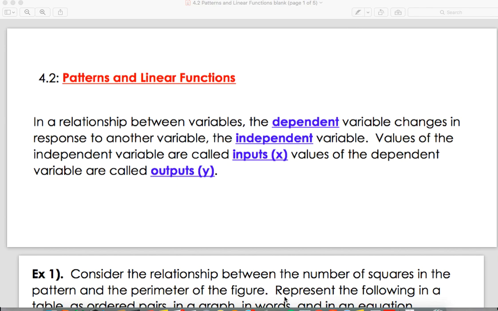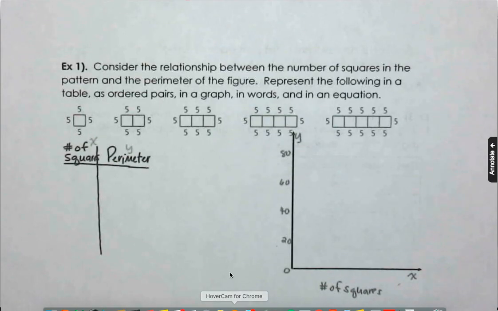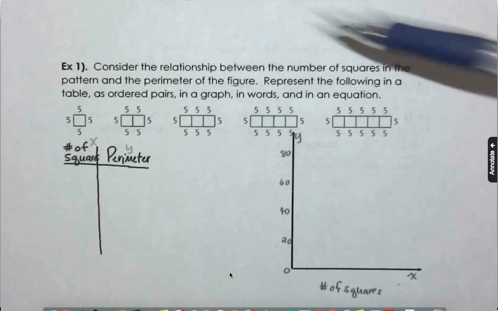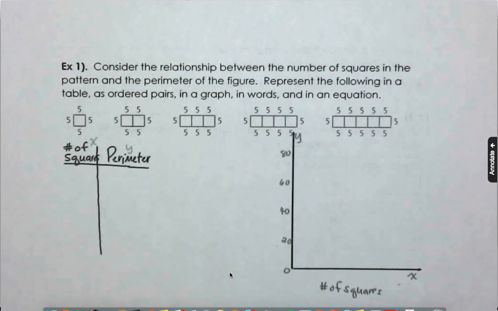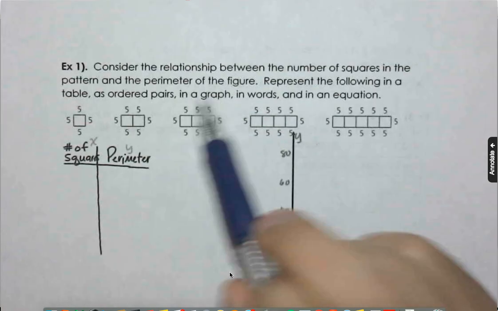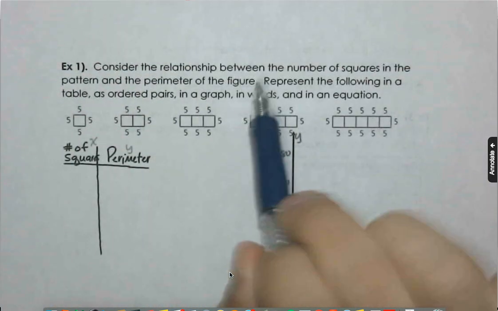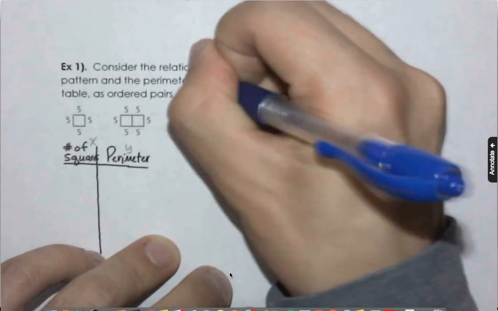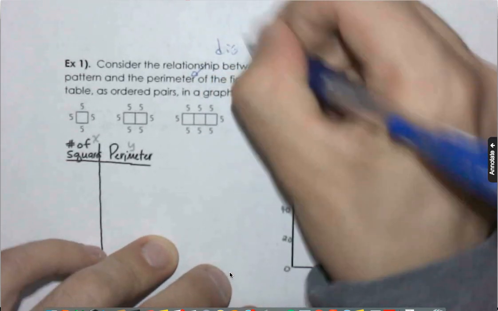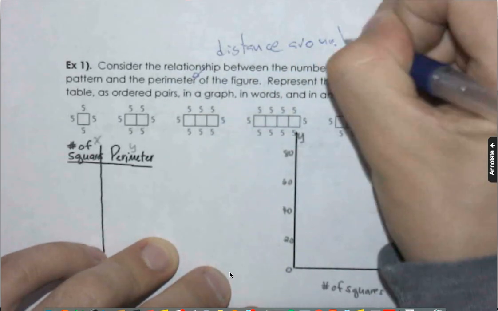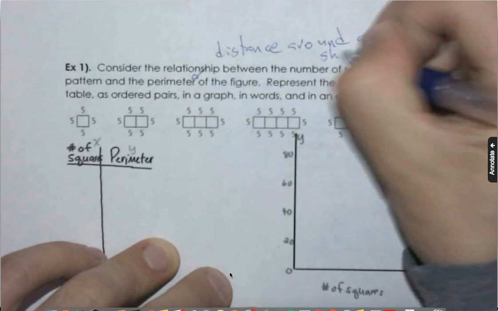This is important because if we put something in and get something out, the output can depend on what we put in. In this example, we're seeing a relationship between the number of squares in a pattern and the perimeter of the figure. If you need a refresher, perimeter measures the distance around a shape.